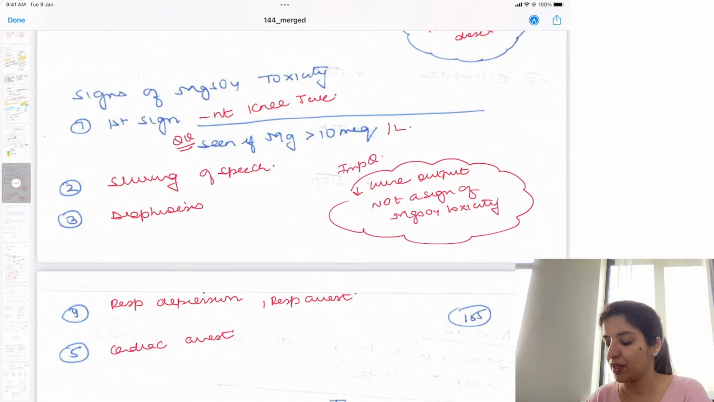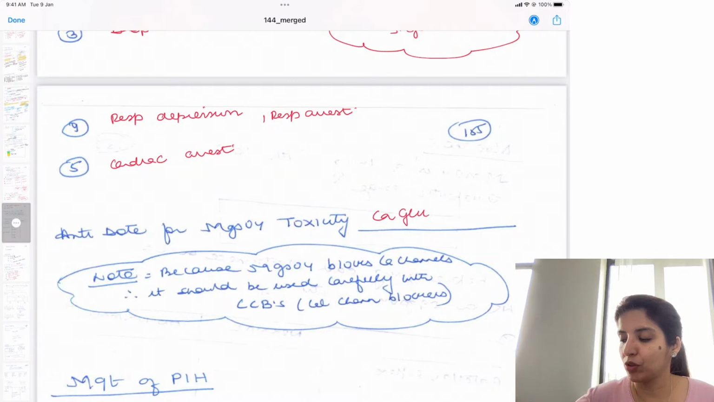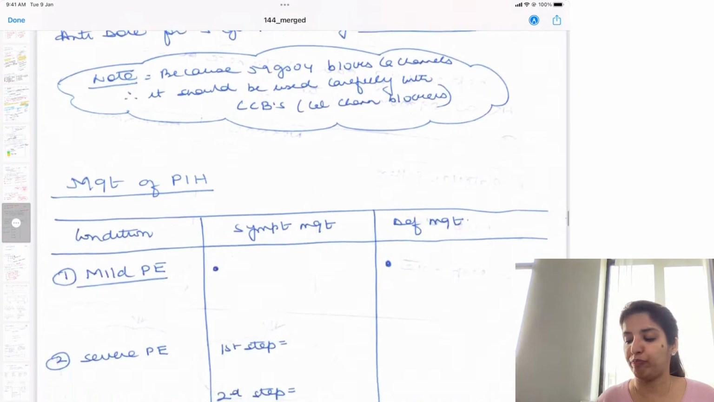Yes? Now, what is the antidote for magnesium sulfate toxicity? What was magnesium doing? Magnesium was blocking the calcium channels. So, if there is magnesium sulfate toxicity, I am going to give calcium gluconate. If calcium gluconate is not available, I can give calcium chloride. Right? Now, since we have done everything about antihypertensives and magnesium sulfate, quickly we are going to see how to manage a patient of PIH.